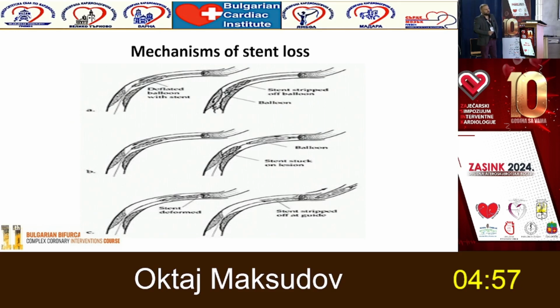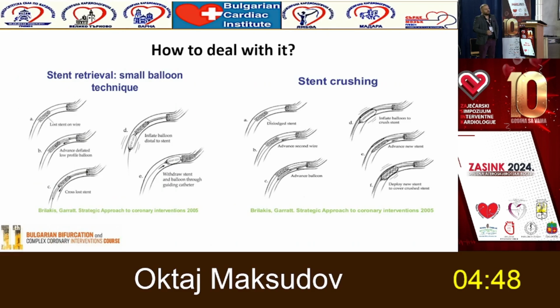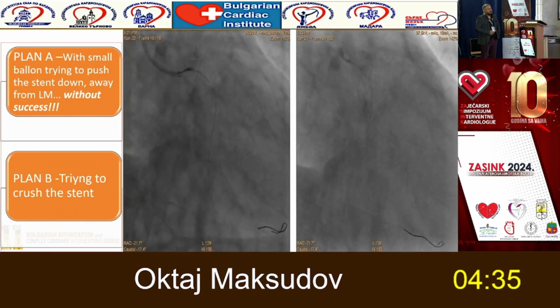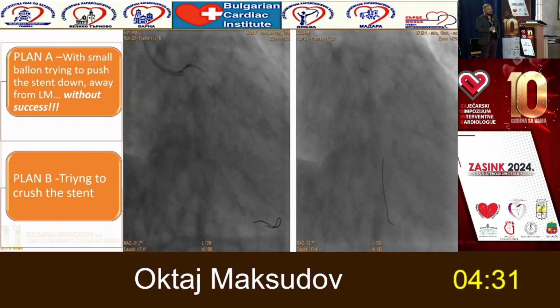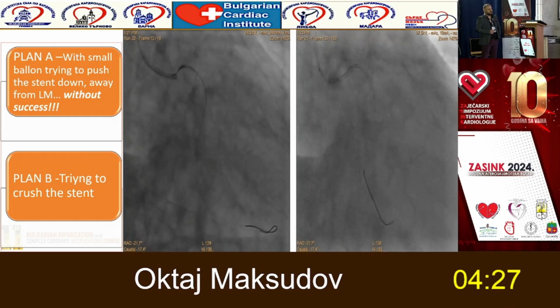So these are the mechanisms of stent loss. Everybody who is doing interventional cardiology is familiar with that. And how to deal with it: you should start in this kind of situation with the small balloon technique, inflate in front of the stent, pull out the stent, or crush the stent. So we started with a small balloon. We tried to push the stent away from the left main ostium, but without success.